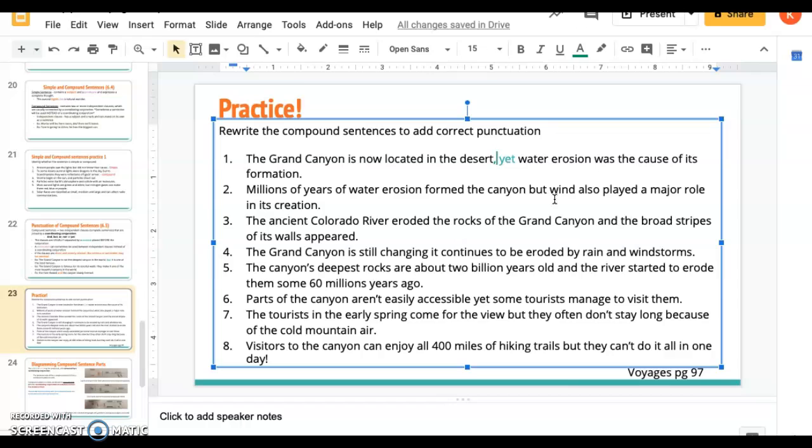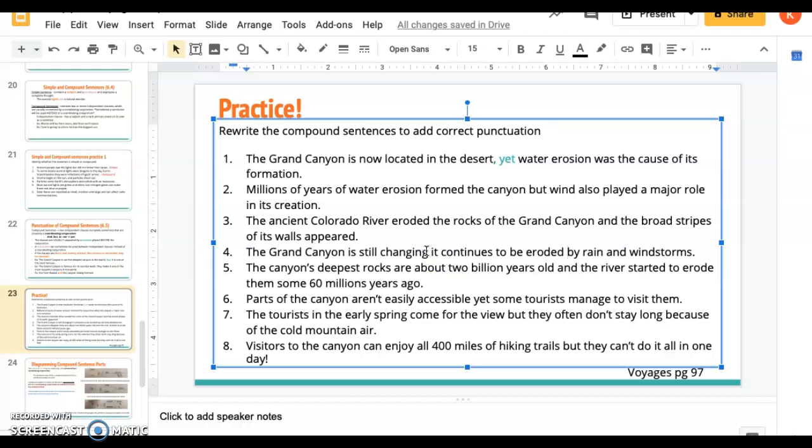Okay, let's look at number 4. The Grand Canyon is still changing. It continues to be eroded by rain and windstorms. Okay, so remember, number 1 we said comma, coordinating conjunction, because this coordinating conjunction was included. When I look at number 4, the Grand Canyon is still changing. That right there is an independent clause. It could be by itself. It continues to be eroded by rain and windstorms. That's a second independent clause.